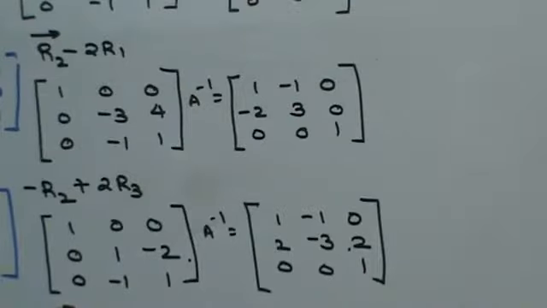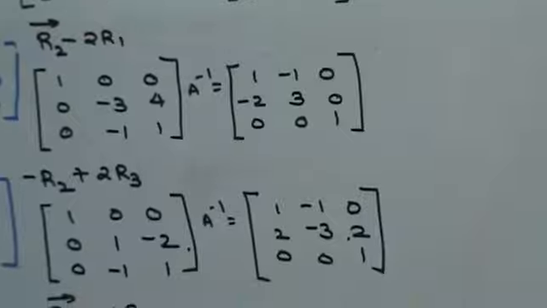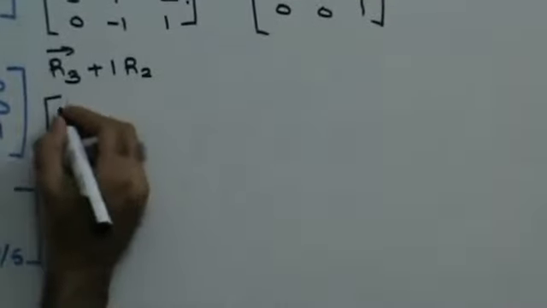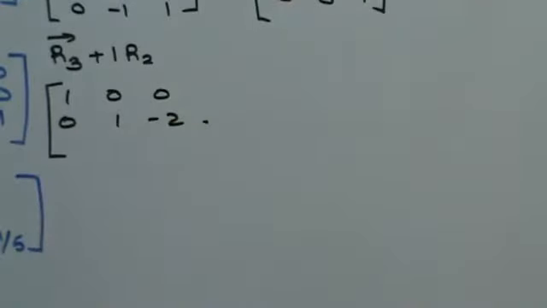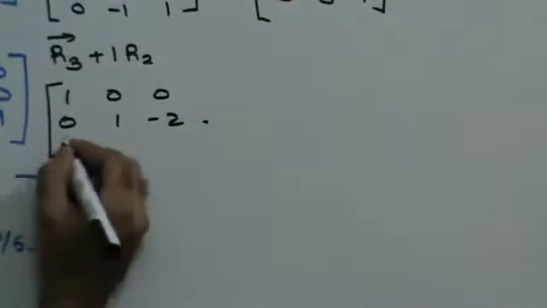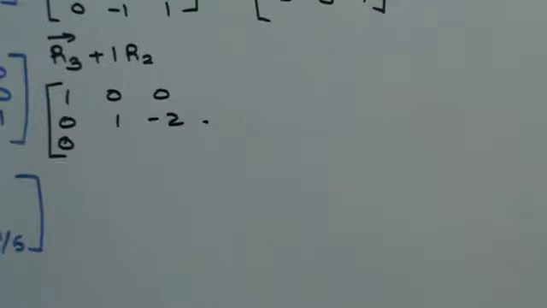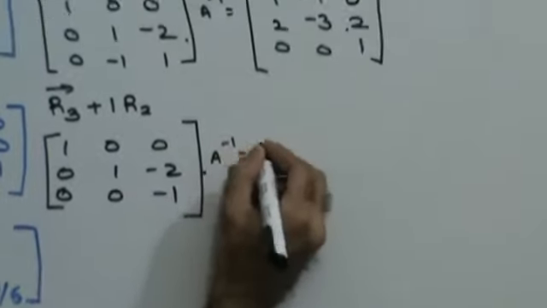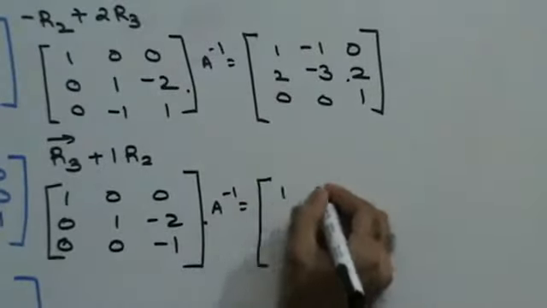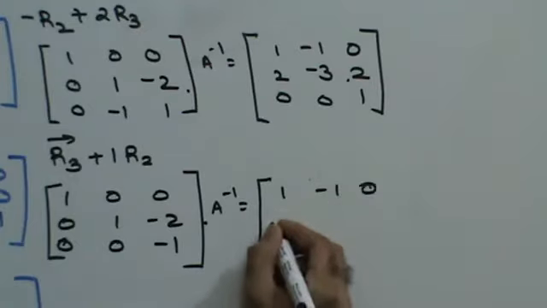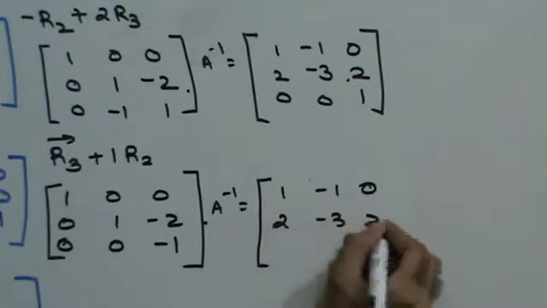Right? Now, let's move on ahead. R3 plus R2. So this is 1, 0, 0; 0, 1 minus 2; 0 plus 0, 0, minus 1 plus 1, 0, 1 minus 2, minus 1. A inverse is 1 minus 1, 0; 2 minus 3, 2.